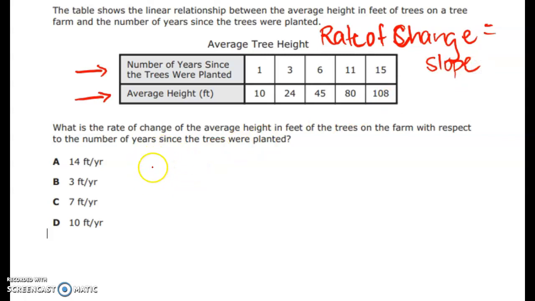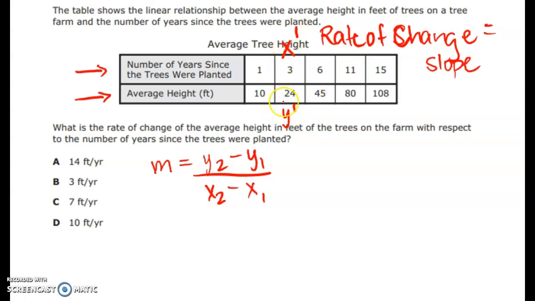So in order to find slope, we're going to use the equation. M is y2 minus y1 over x2 minus x1. So I'm going to go in here and just pick some points. I'm going to make this one my x1 value and my y1, and make sure that they correspond together. And I'm going to make this one my x2 and down here my y2. So now I'm just going to plug in my numbers.